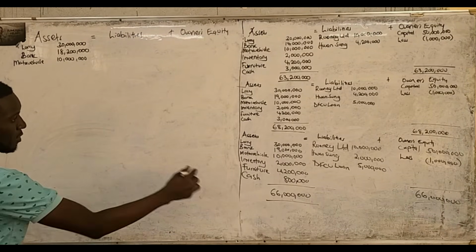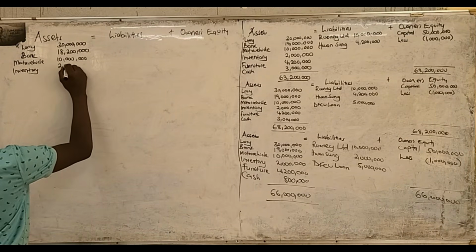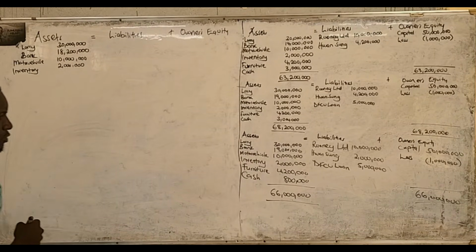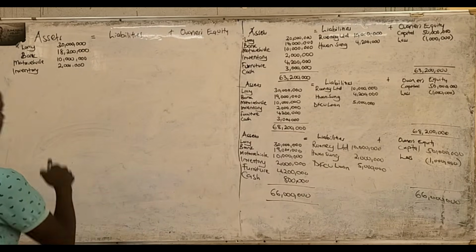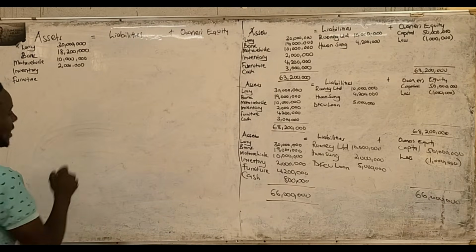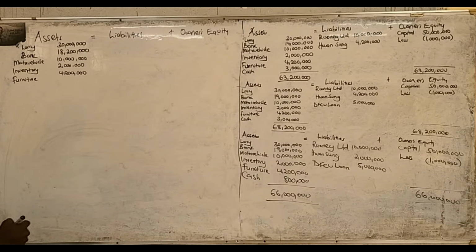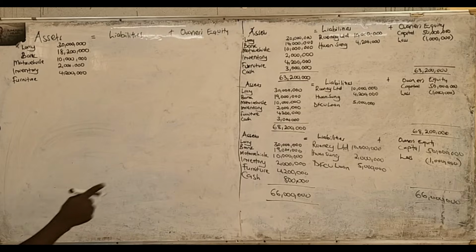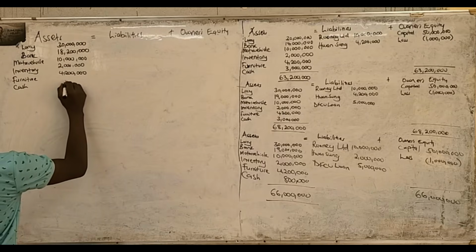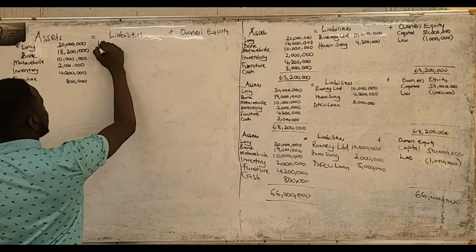Then we're going to have our inventory, and our inventory is 2 millions. And then next, we are going to have our furniture, and our furniture is 4,200,000. Right. Then after that, we are going to have our cash, and our cash will be 800,000.